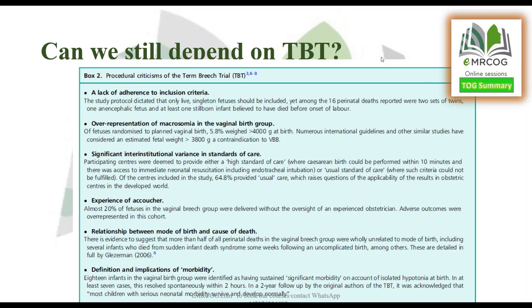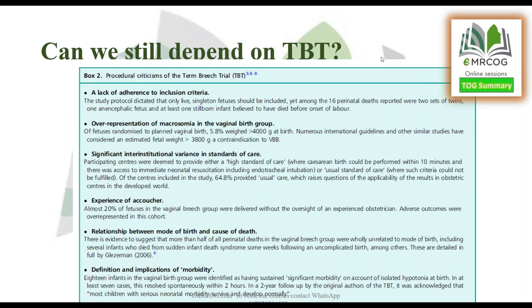50 of them died for other causes, maybe because of infection, maybe a genetic problem, anything. But it was included at the end as the rate of stillbirth in infants delivered as breech. So that's why everybody's scared to deliver vaginal breech. And the TUG article says that the numbers of the Term Breech Trial should be revised, and we shouldn't depend on it.